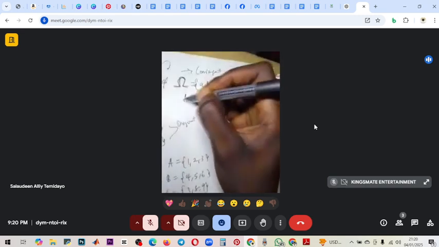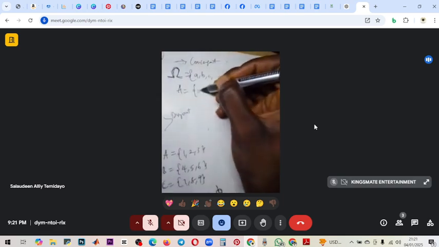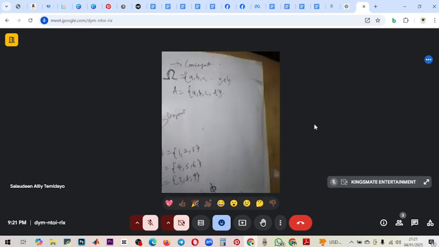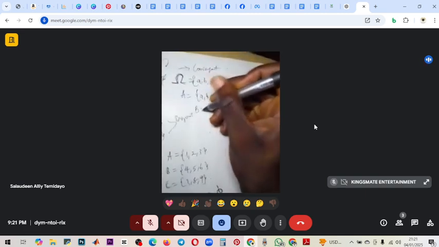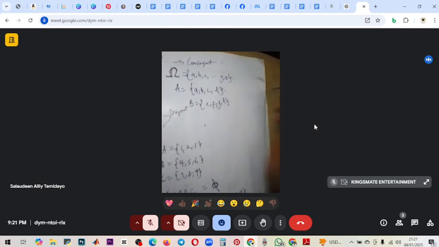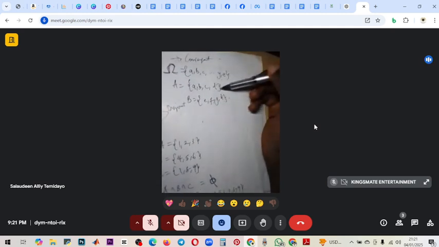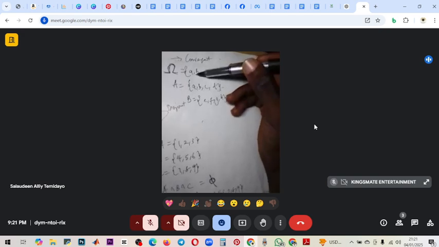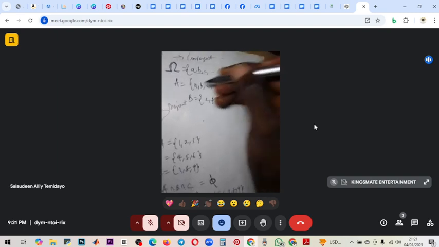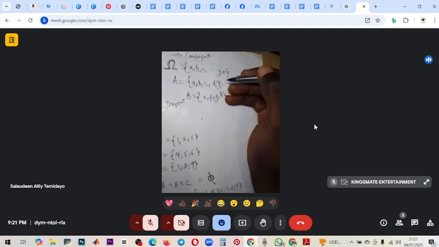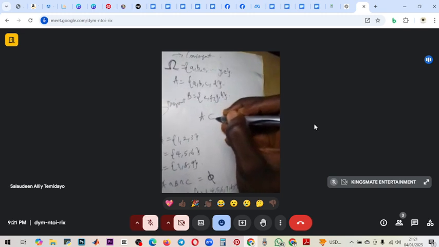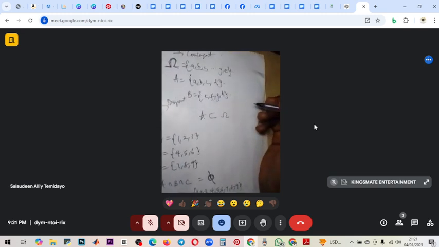Now I can say this is a set A. Set A is equal to A, B, C, D. I can say this is a set B. Set B is equal to E, F, G, H. Now, all the elements that I have in A are also present in omega. That means set A is a smaller form of set omega. So I will say A is a subset of omega.